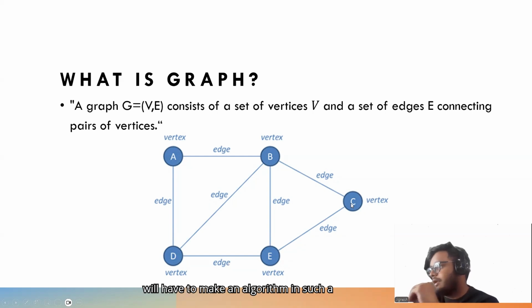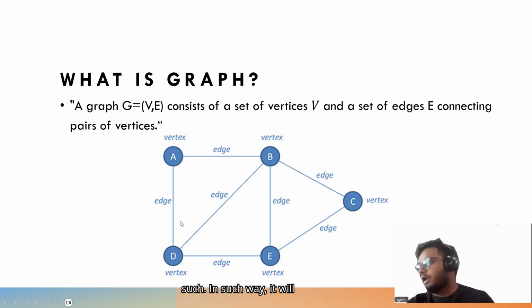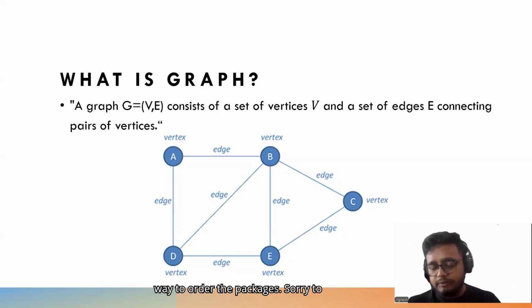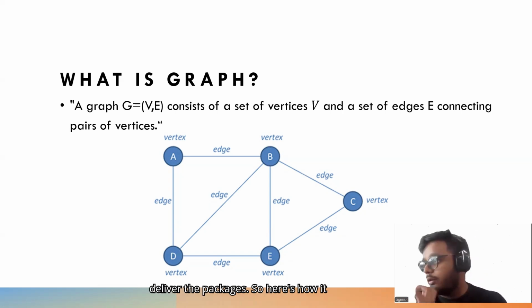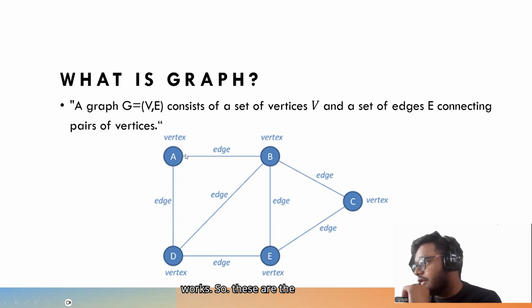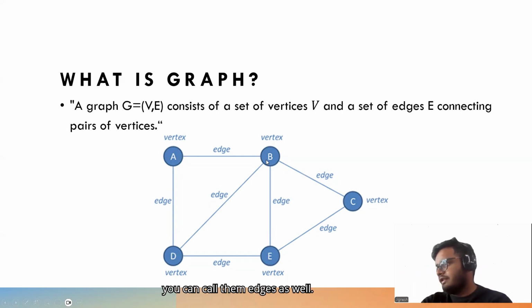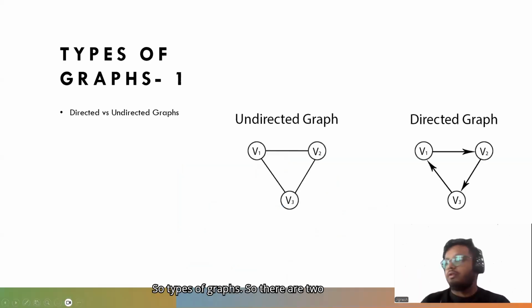We will have to make an algorithm in such a way that it goes to the shortest distance first. So maybe it can go to B first, or maybe it can go to E first because the distances are equal. So C will go to B first to deliver the package, then it will go to D, and then B, and A, and so on. In such a way, it will find the most efficient way to deliver the packages. So here's how it works. These are the edges. Between A and B, maybe you can say that there's a distance, and then you can call them edges as well.